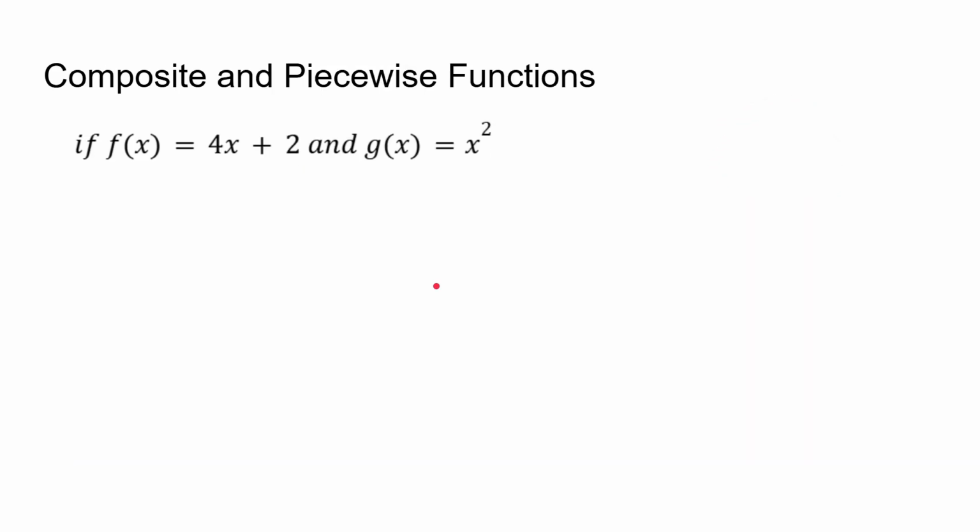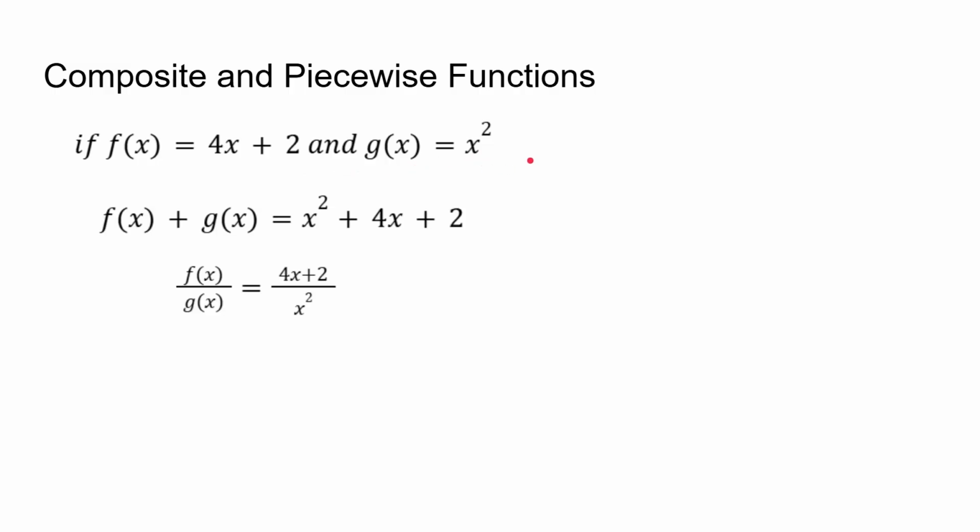There's also composite and piecewise functions. So if you have two functions, f of x and g of x, where f of x is equal to 4x plus 2 and g of x is equal to x squared, then f of x plus g of x is just equal to the expressions added together, just like these functions are. So x squared plus 4x plus 2. If you're dividing the functions, then you're just dividing the expressions.